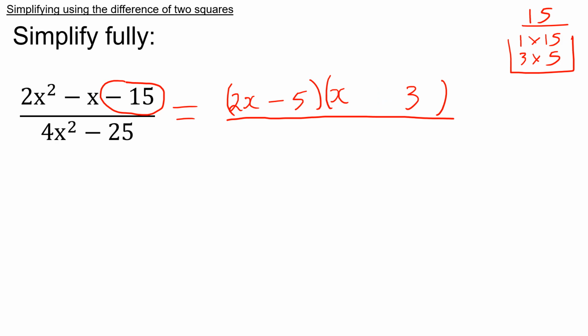So I could instead try minus 3 and plus 5. If I expand this, I would get 2x squared minus 6x plus 5x minus 15. Minus 6 plus 5 is minus 1, which is what I want.